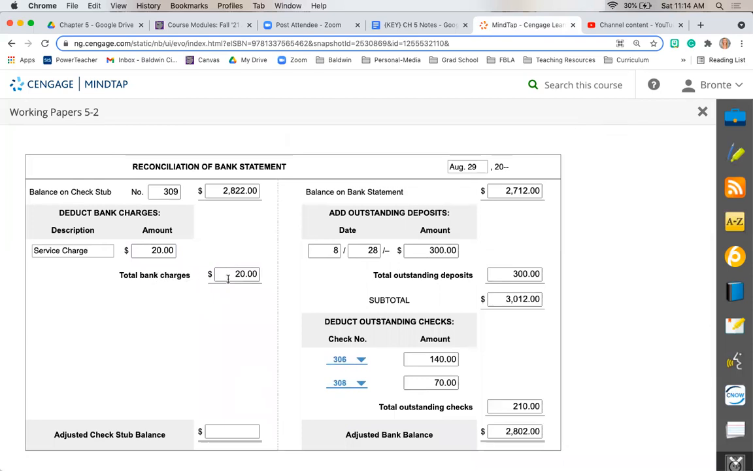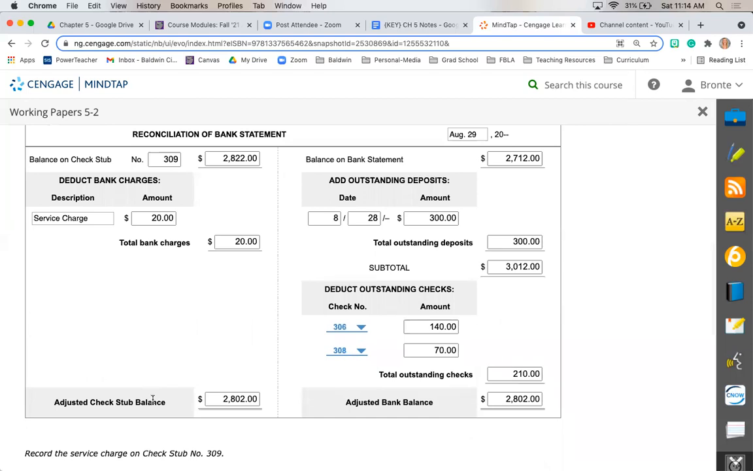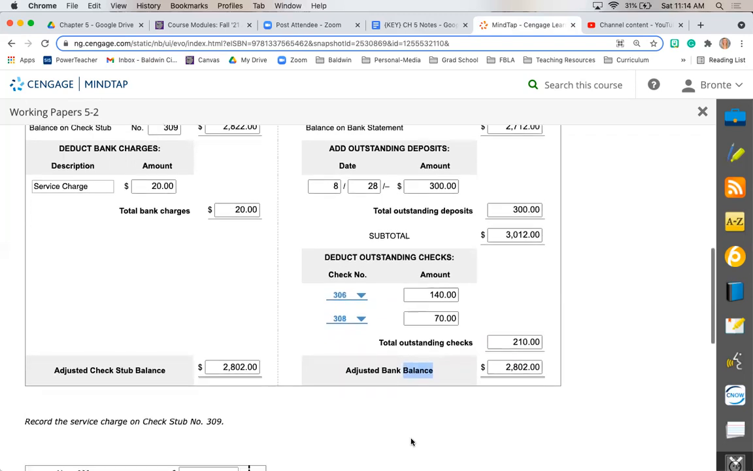Anytime we have a charge, that's going to bring our balance down. So we're going to take our current balance, $2,822, subtract off that $20 charge, and our new updated balance of $2,802. So the goal is to get our adjusted check stub balance to match our adjusted bank balance, and we did just that. So we are reconciled.